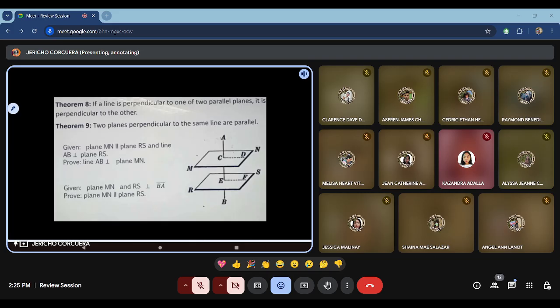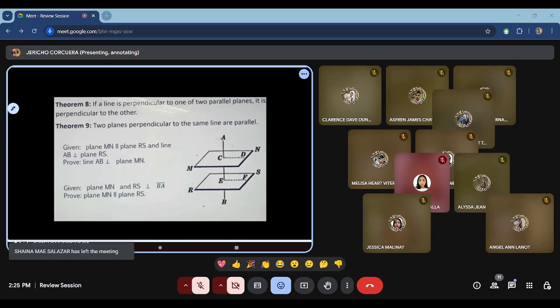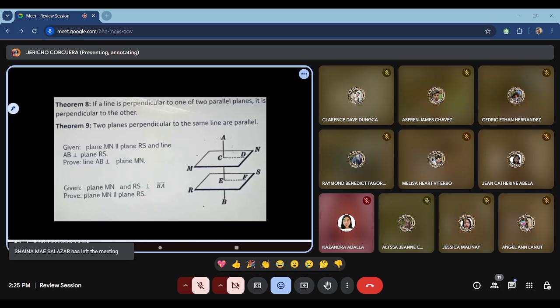And if, let's say if line AB is perpendicular to plane MN rather, because we have two parallel planes, which is plane MN and plane RS, and it is perpendicular to the other. And if you can see that line AB is perpendicular to plane MN, because it's perpendicular to one of the two parallel planes, let's say plane MN, then it is perpendicular to the other as well. So if line AB is perpendicular to one of two parallel planes, let's say plane MN, then it is also perpendicular to plane RS.